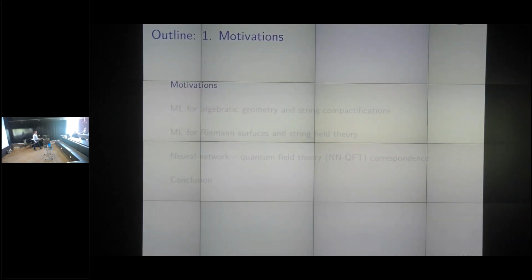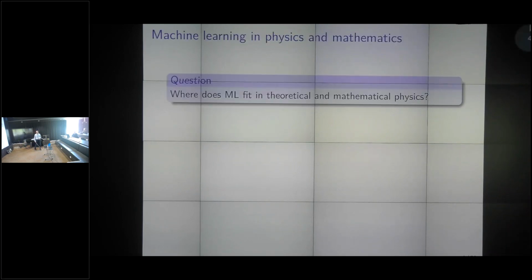I will start by explaining the general motivation of why there is this set of problems and why it looks so different, but at the end there is still some unity in the different topics. Then I will describe three different applications of machine learning to physics and math. The first question we can ask is, where does machine learning fit in theoretical and mathematical physics?